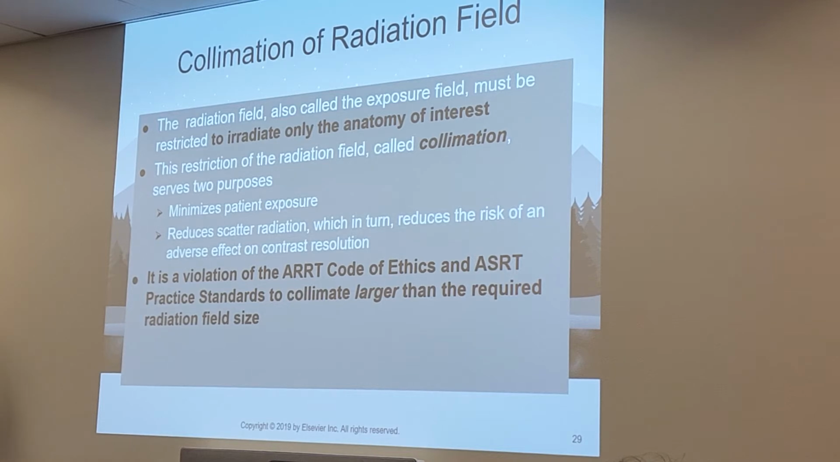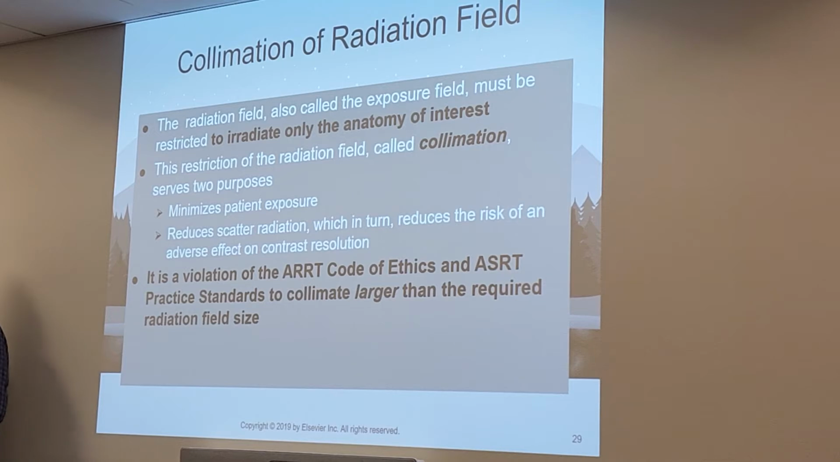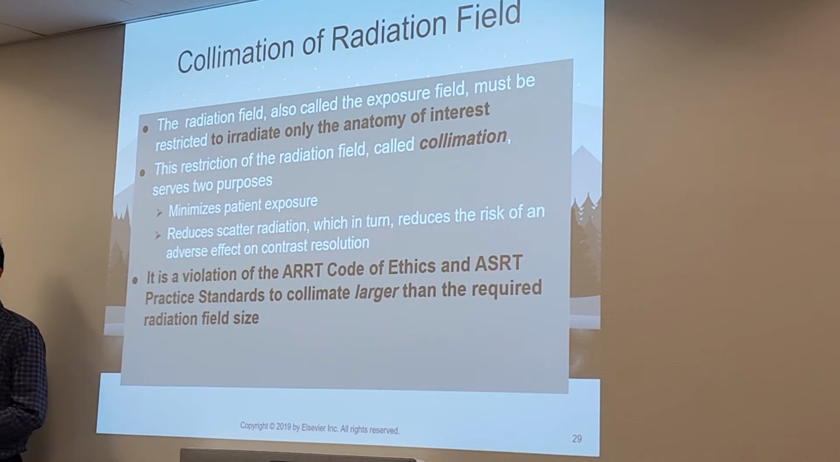Collimation actually has a second purpose as well. Collimation reduces something called scatter radiation. Scatter radiation is responsible for reducing the quality of your image. It makes your image look foggy, lower quality. So by collimating, you make your image look better. You cause your image to have more detail. So collimation is good. You want to collimate as much as possible.